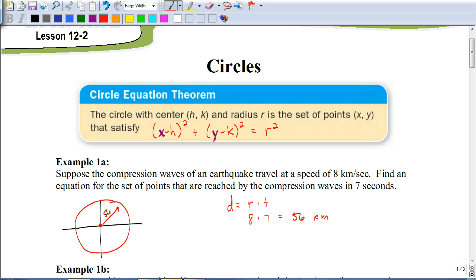So now to come up with our equation, it's going to be x minus h. Well, remember, h and k is the point (0, 0). So x minus 0 is just x, so it'll be x squared, plus y minus k. k is also 0, and y minus 0 would just be y, so we would have y squared, equals your radius squared, so 56 squared. We need to simplify this. 56 squared, if you do that on your calculator, you get 3,136. There's your answer.